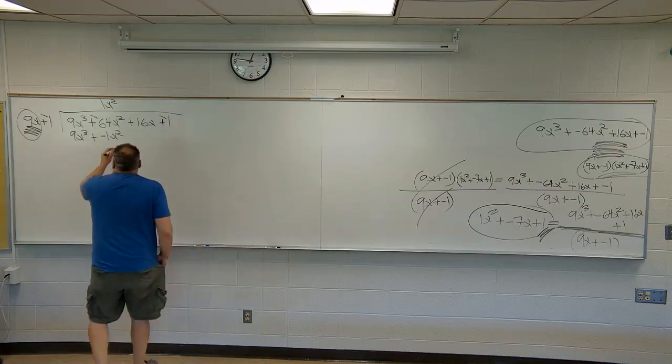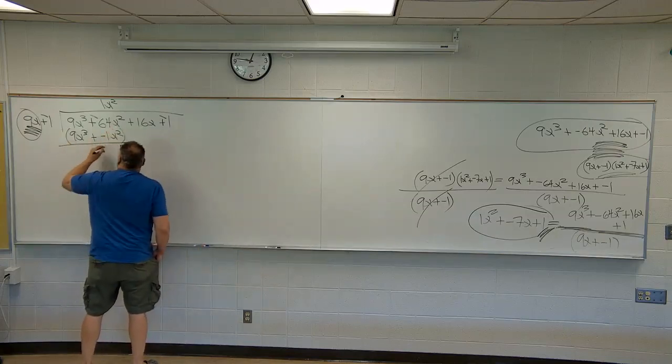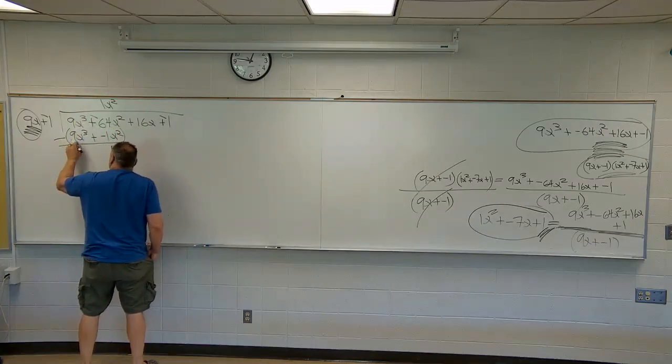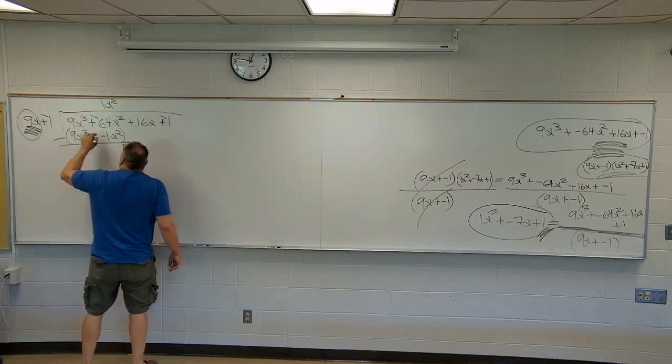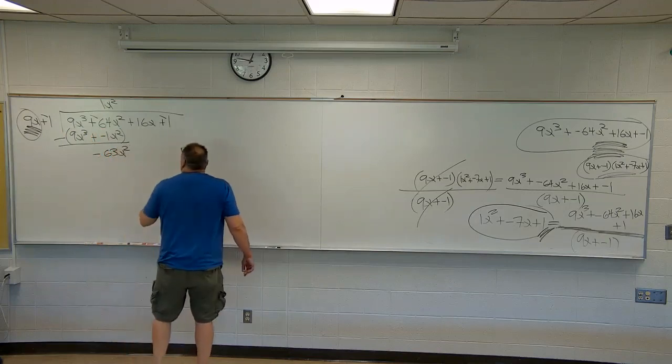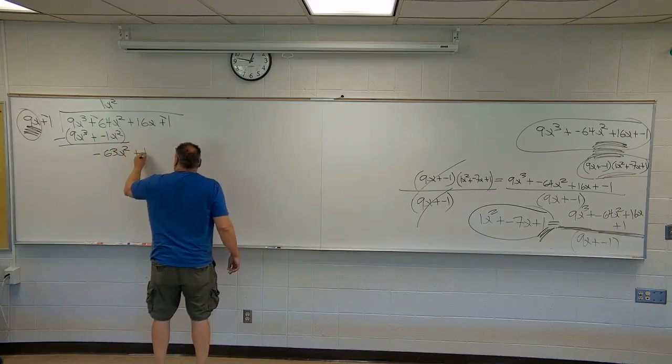Okay. Now, take this quantity, subtract it from up there. The minus comes inside, and it becomes negative 9x squared, and 9x squared is 0. Minus a minus is plus 1x squared, and negative 64x squared is negative 63x squared. Then you bring the 16x down.